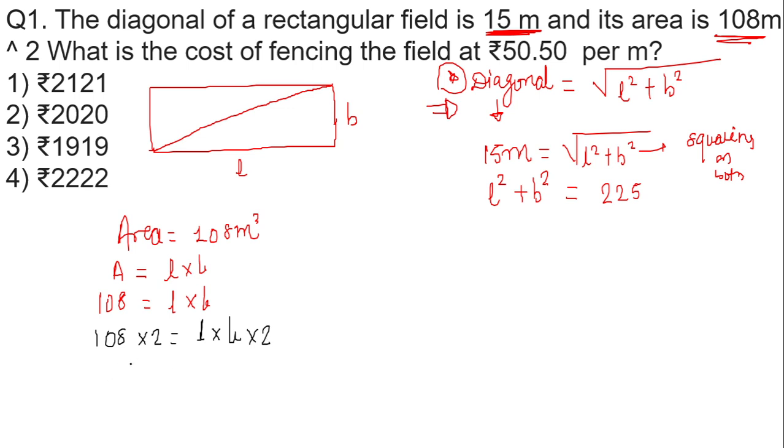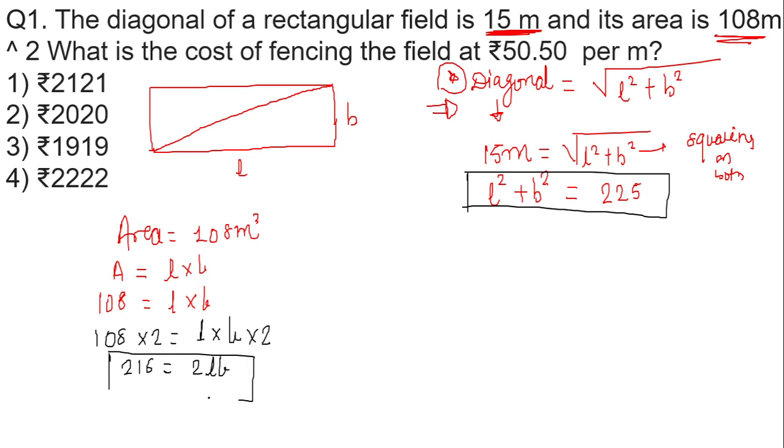Now I have got two values here. 108 into 2 will give me 216. This is equal to twice of LB. Now I got two values. One is L square plus B square and the second one is twice of LB.